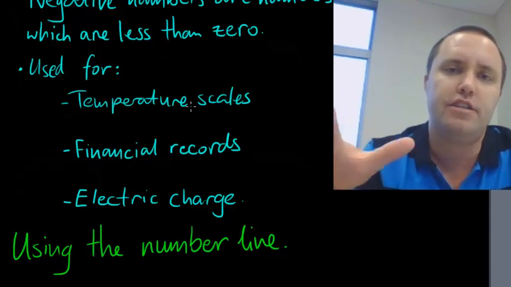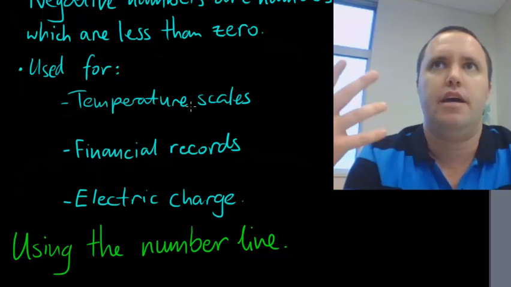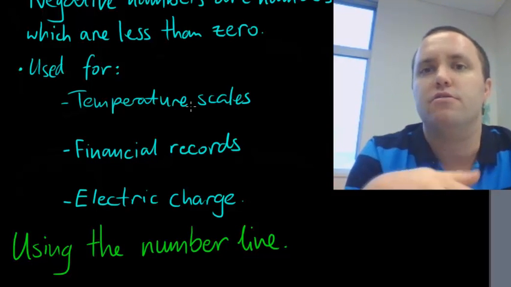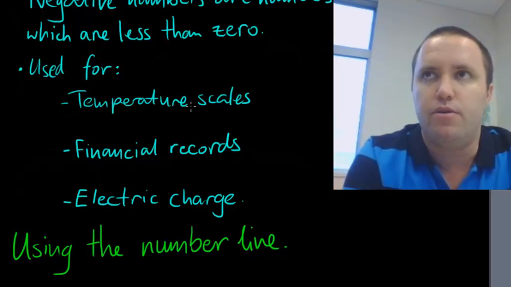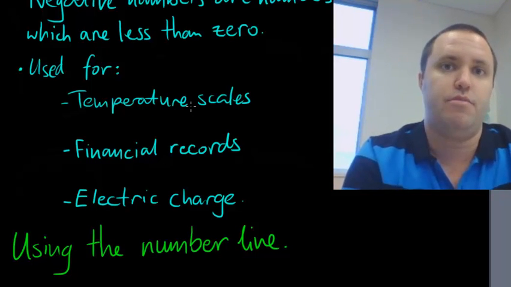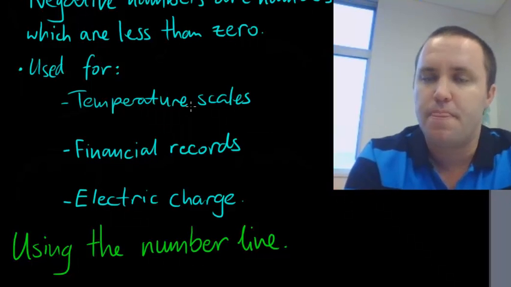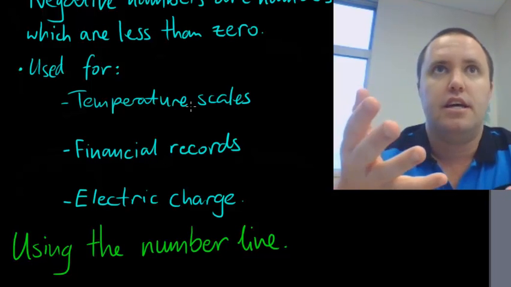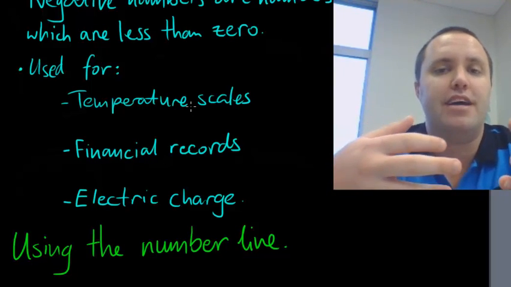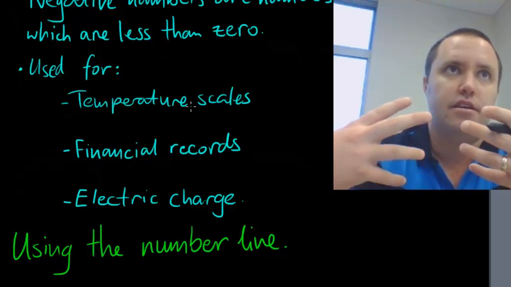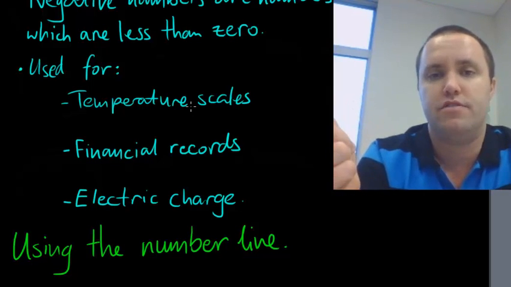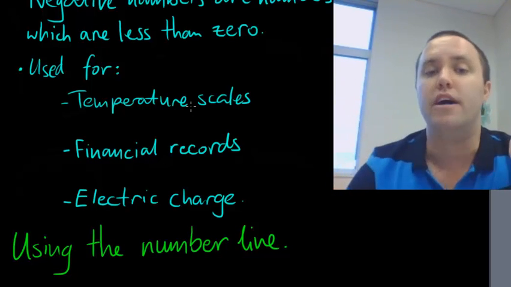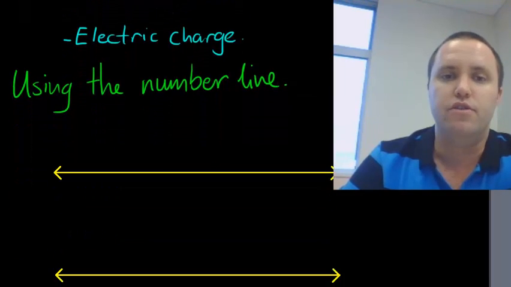We also use it for financial records. You may in the future have a bank account that unfortunately is in negative dollars, which means that you would owe money to somebody, or sometimes a business runs at a loss for a certain period of time, and that means that they have a negative amount of dollars. Also, electric charge is something that uses negative numbers. For instance, electrons in an atom have a negative charge, and protons in an atom have a positive charge, and the exchange of some of those things is what creates ions, which helps chemical reactions happen and all kinds of stuff.